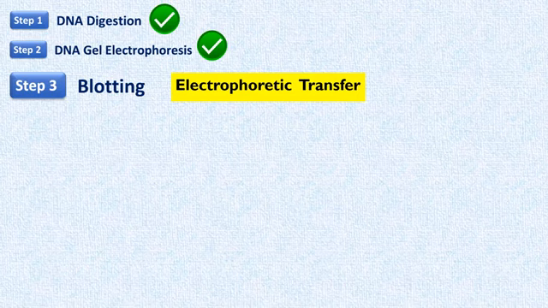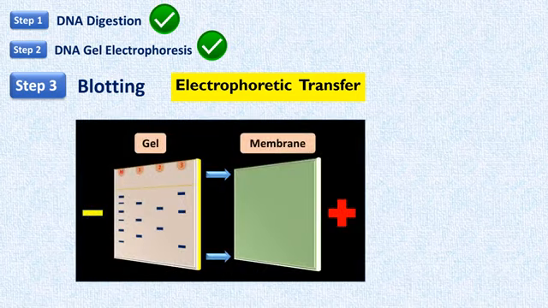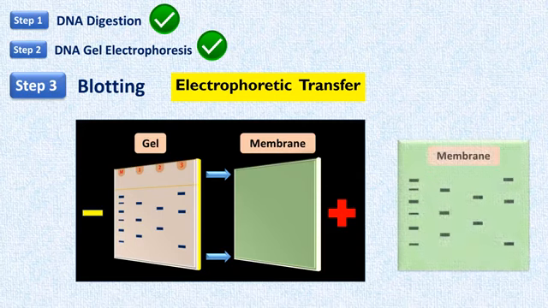Another method to transfer DNA is by using an electric field. This method is similar to the procedure I have already explained in the video lecture on Western blotting. The difference is that here, we are transferring negatively charged DNA molecules from the gel to the membrane instead of proteins.